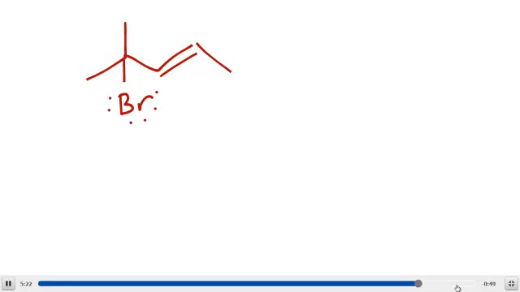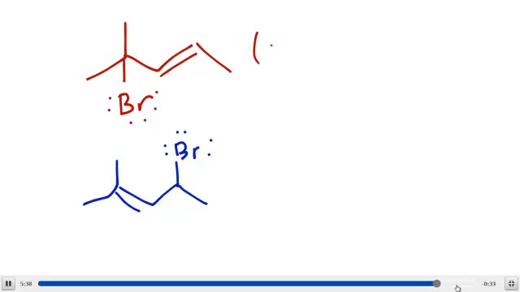So the major product, we have the bromine on the tertiary carbon, and our minor product would have the bromine on the secondary carbon here. One of the problems with doing this reaction is that you tend to get a pretty good mix. So the red one may be a little bit more major, and the bottom one may be a little bit more minor, and this really isn't influenced by temperature. You always get kind of a mix.